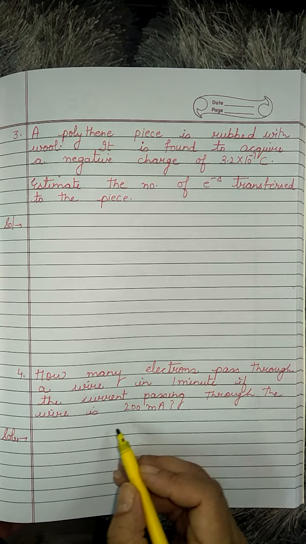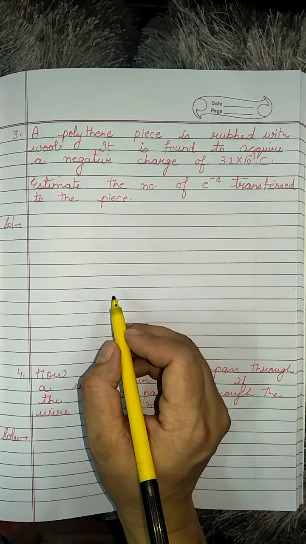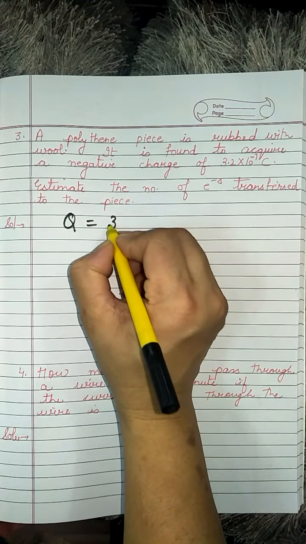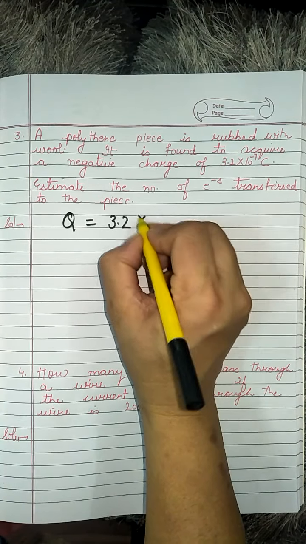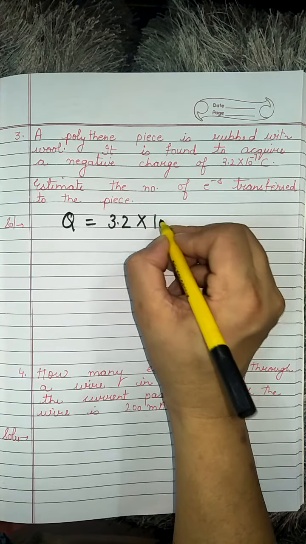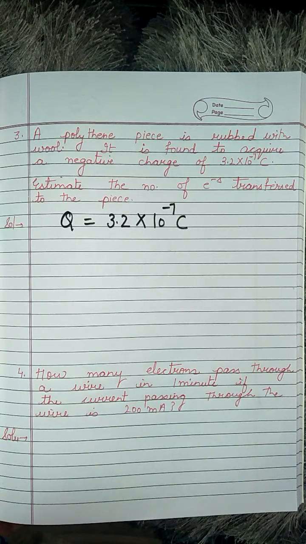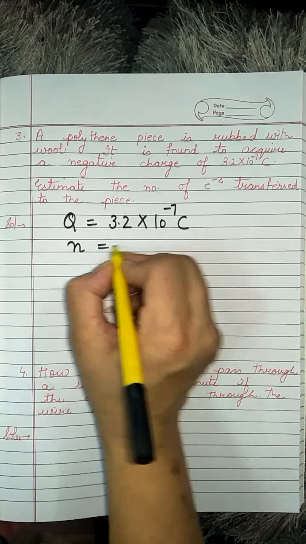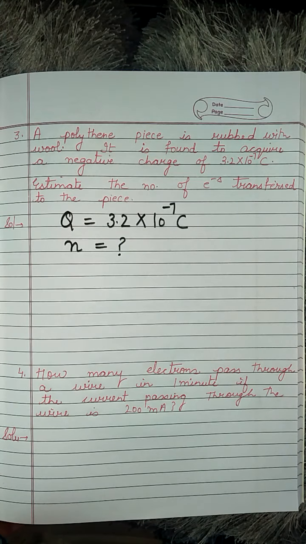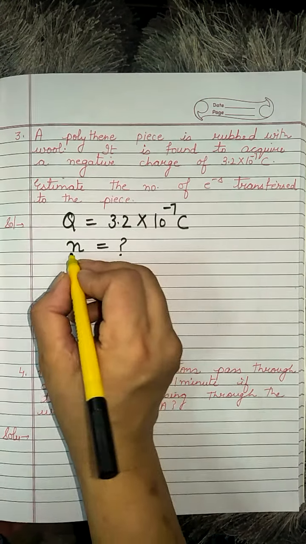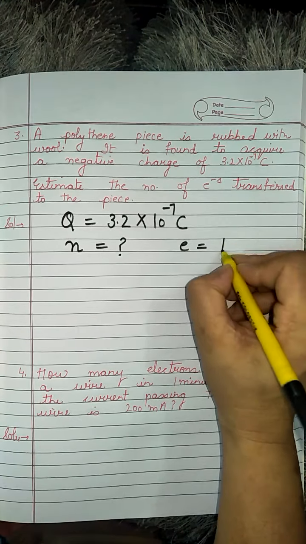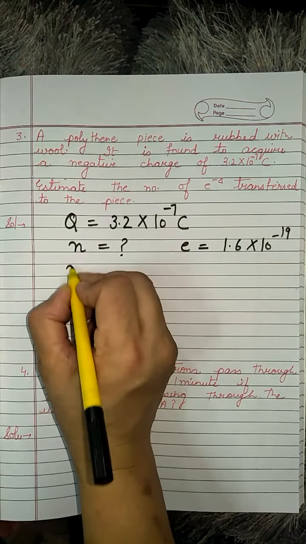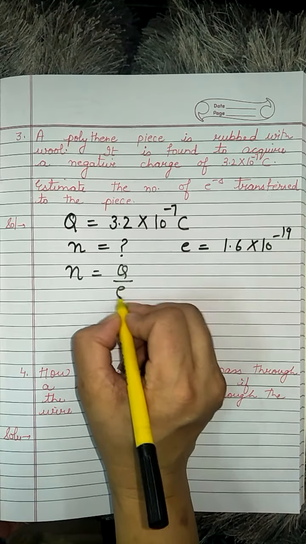Question number 3 is, a polythene piece is rubbed with wool. It is found to acquire negative charge Q. We have got negative charge of 3.2 into 10 raised to power minus 7 coulombs. Estimate the number of electrons. You want to find out the number of electrons. The E value you know very well, 1.6 into 10 raised to power minus 19. N will be equivalent to Q upon E.